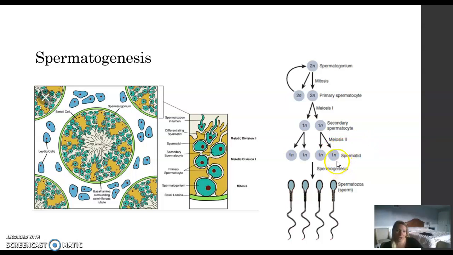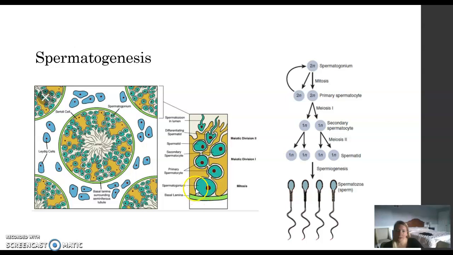And spermiogenesis then is the process in which these spermatids, that do have the things necessary to become a mature sperm, can then mature and become a sperm that is eventually motile and fertile.